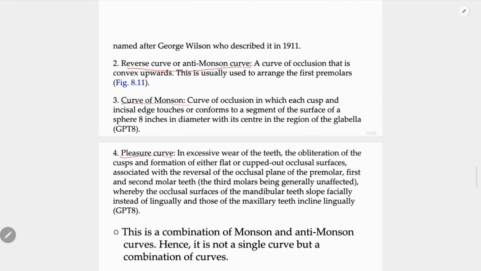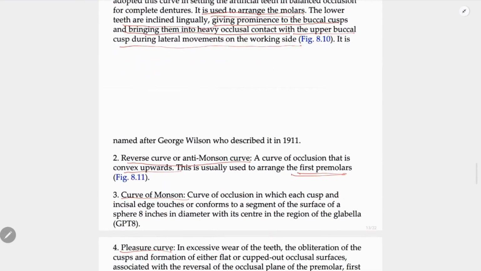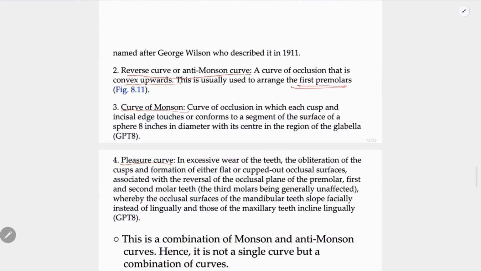Next is the reverse curve or the anti-monsoon curve, a curve of occlusion that is convex upwards. That was convex downwards, this is convex upwards. Curve of Wilson is used to arrange molars, this is used to arrange first premolars. Then we move on to the curve of monsoon.